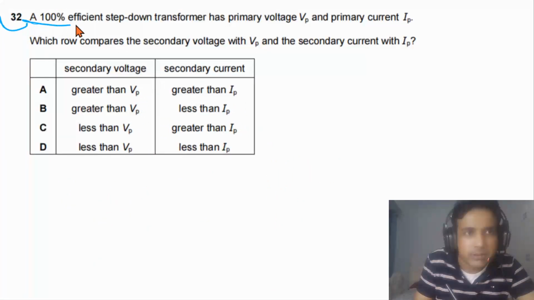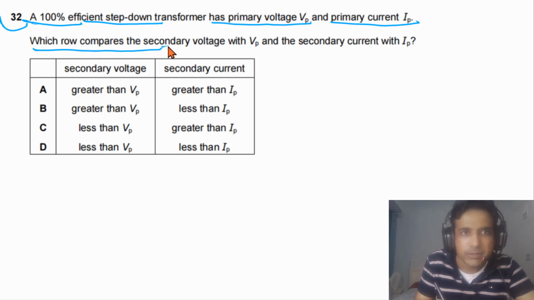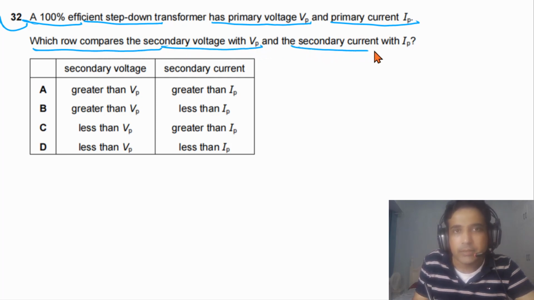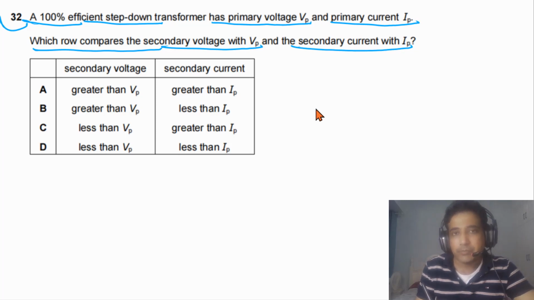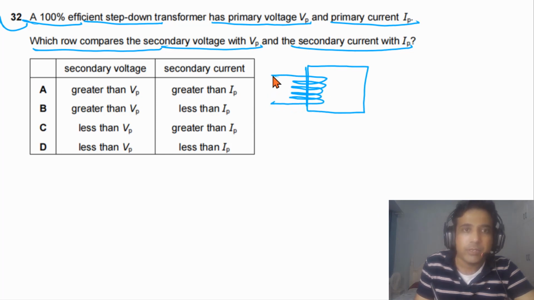Question 32 says a 100% efficient step-down transformer has primary voltage Vp and primary current Ip. Which row compares the secondary voltage with Vp and the secondary current with Ip? In this case, we are talking about a step-down transformer. First of all, we can simply draw a step-down transformer. Here we have the primary voltage, Vp, and we have Np here, and we have Ip, the primary current.